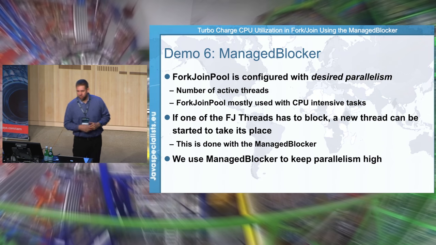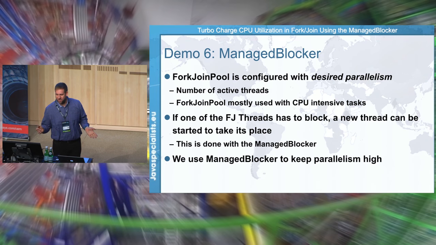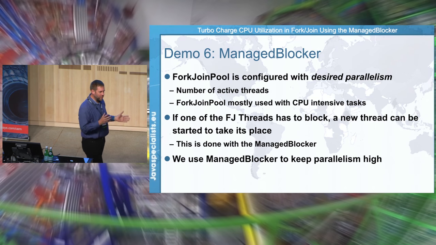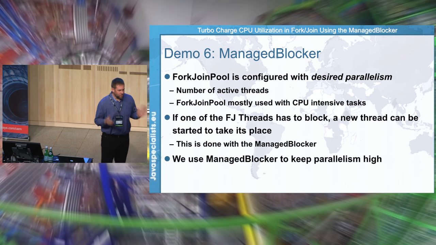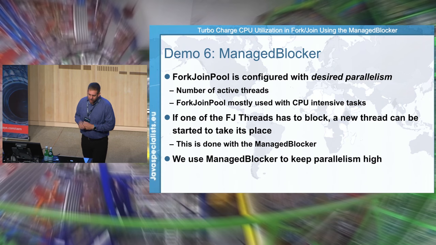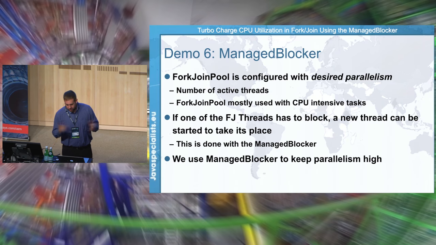When you construct the fork join pool, you specify how many threads you want to be running at the same time. You don't specify the maximum number of threads, you can't. You only specify how many threads you want to have active at once. Your desired parallelism. And so what the managed blocker does is it automatically starts new threads as you need them.